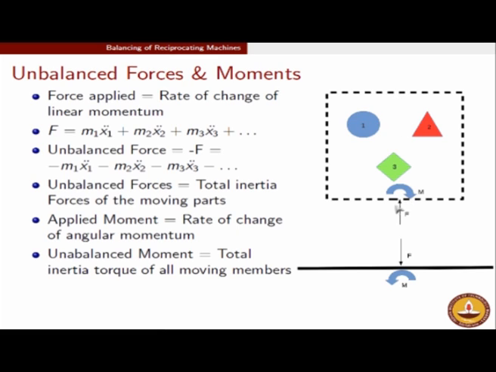Now therefore, as a reaction to it, you will have an equal and opposite M, which will hit back at the frame. So if M is the force applied by the external environment onto the system comprising of moving parts, you get an equal and opposite M applied by the moving parts onto the static part of the machine, or the frame. Therefore, unbalanced moment hitting the frame is, just like unbalanced force equal to the total inertia force of the moving parts, equal to the total inertia torque of all the moving members.